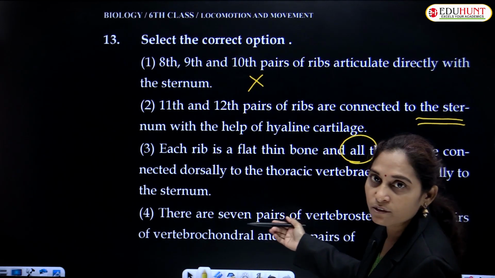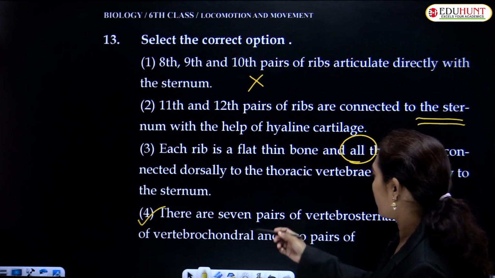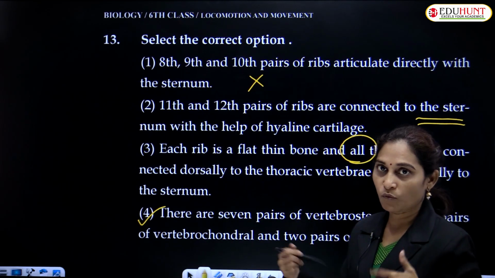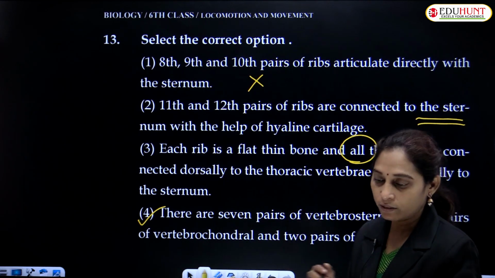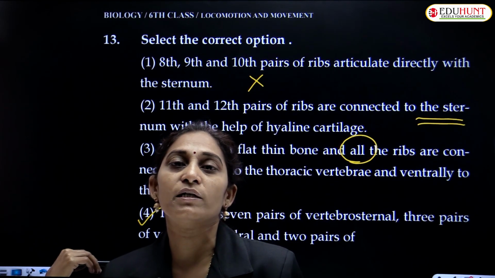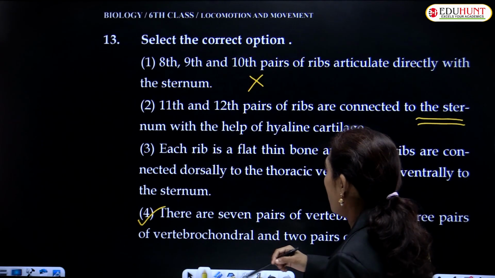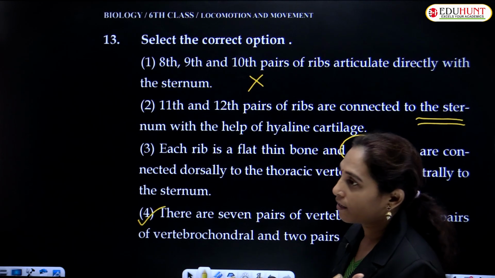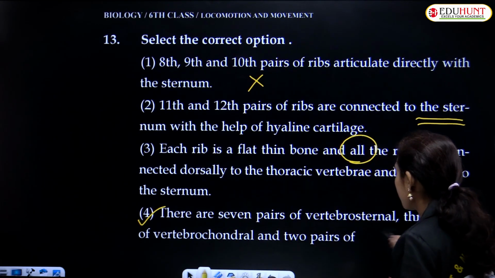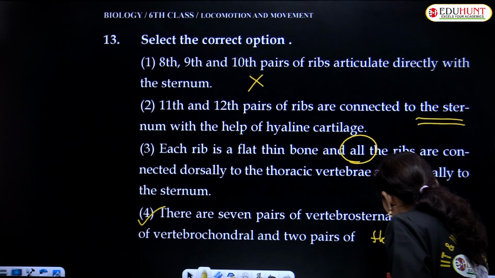Probably this was given as an incomplete option. This could be the correct option, because there are 7 pairs of vertebro-sternal, that is true ribs. All the first 7 pairs of ribs are connected dorsally to the vertebral column and ventrally to the sternum. 3 pairs of ribs, vertebrochondral, yes, these are 3 pairs and 2 pairs of floating ribs.